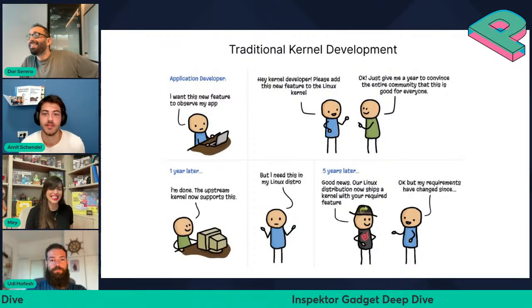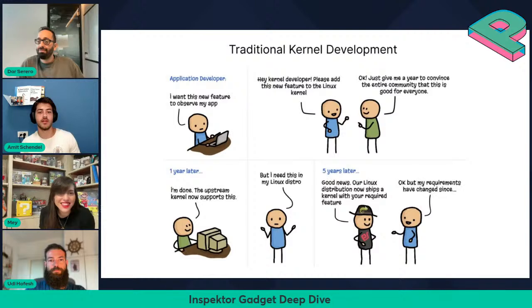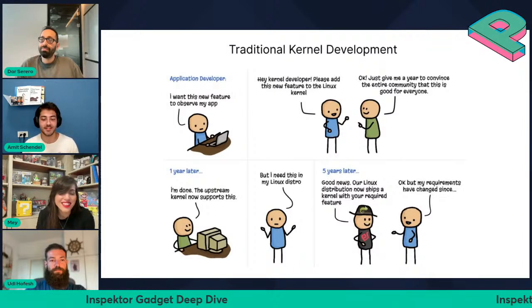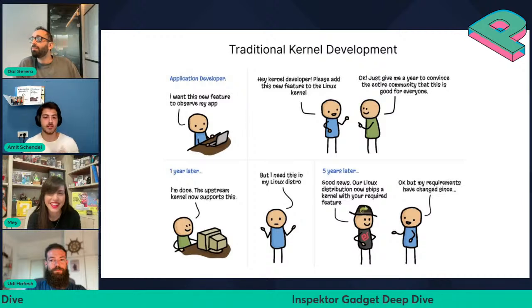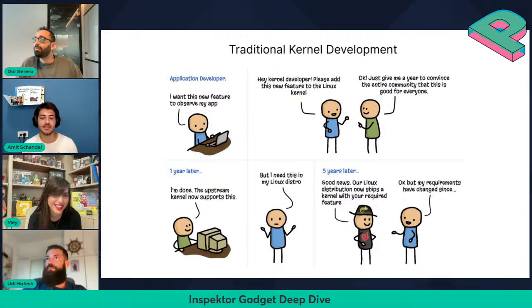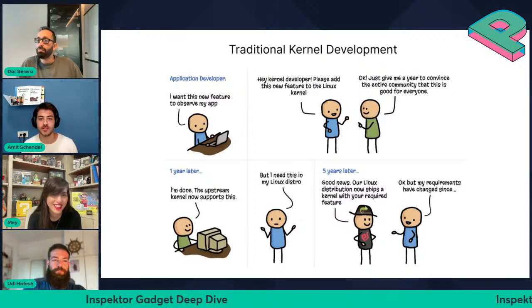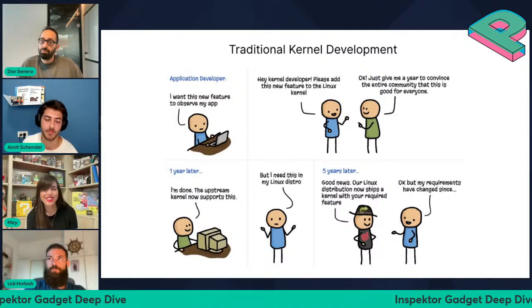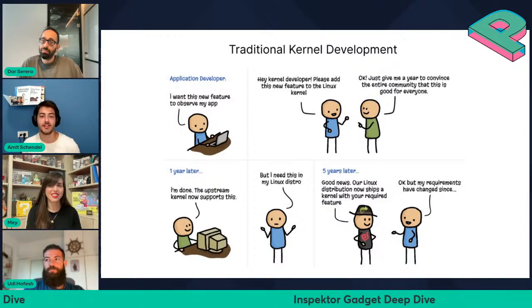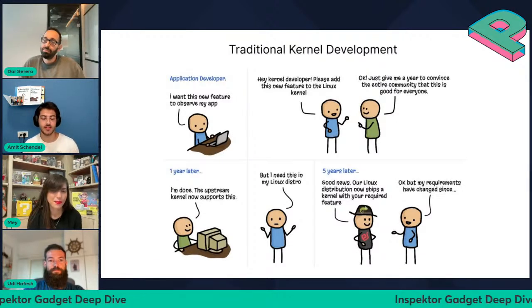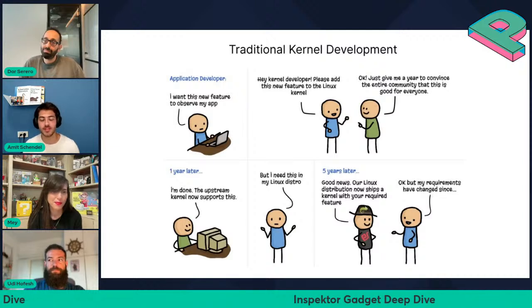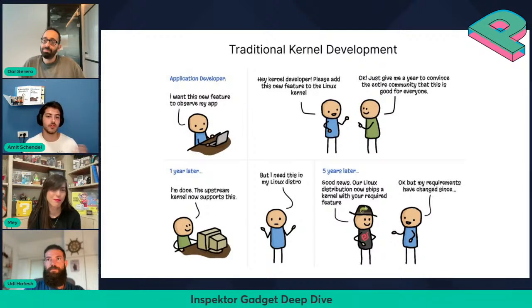Cool. So I guess as you're probably familiar with kernel development, you all know that inserting a new feature into the kernel can be hard and very time-consuming work. This is a really funny comic from Isovalent, where you can see an application developer who wants a new feature in the kernel, and it eventually takes 5 years to put it in because of all the checks and verifications, and everyone needs to take a look and approve it.